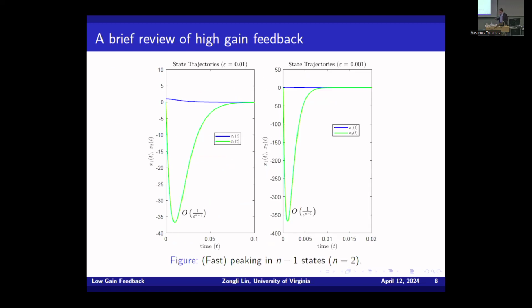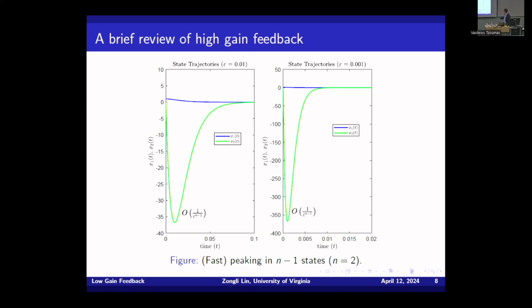I use a simulation to show here. Here I only show 2 integrators. In other words, n equals 2. So it means what? The biggest you can peak is 1 over epsilon, right? Because n equals 2. The left plot shown here is epsilon equal to 0.01. The right plot, epsilon is 10 times smaller, 0.001.